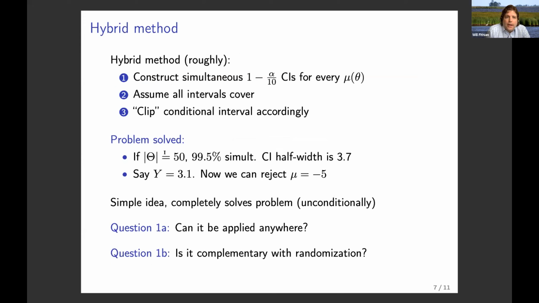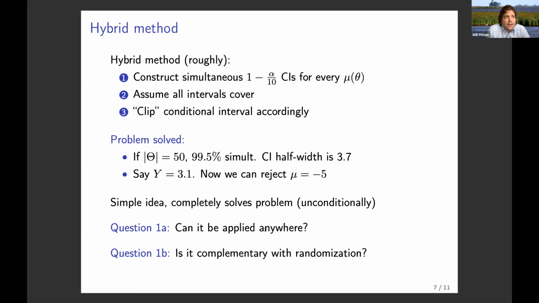So here, if there's 50 treatments and we're using alpha over 10, then the half width is 3.7, and so now if mu were -5, we would never even have been in this situation to begin with, at least with probability 99.5, and that justifies excluding -5 from the interval. So this is a totally simple idea, totally solves the problem, at least unconditionally, and it's so simple that it makes you think that it could be applied anywhere.